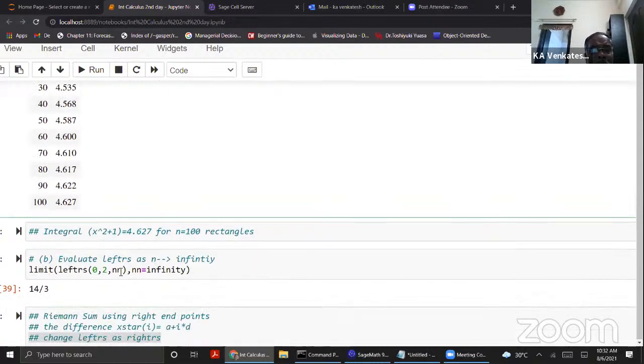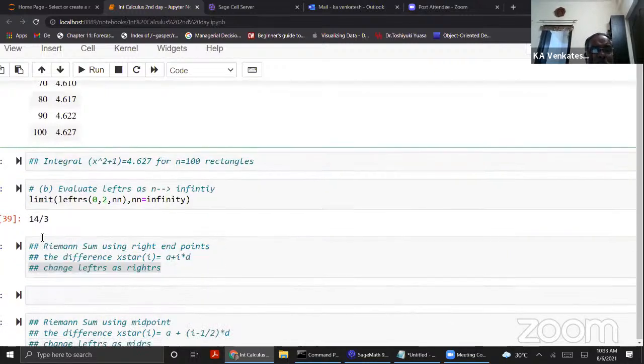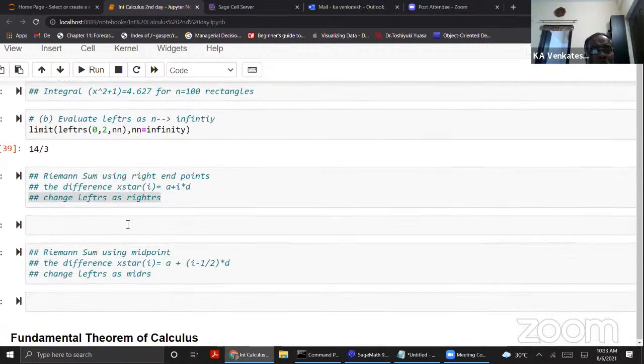Now, as I said, for the left endpoint, as n tends to infinity, this is going to become 14 by 3. Now we have to change it to the right endpoint: a plus i times d, that is, the width of the interval. So change the left.